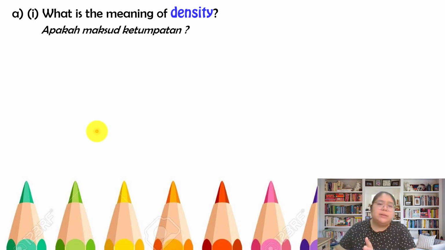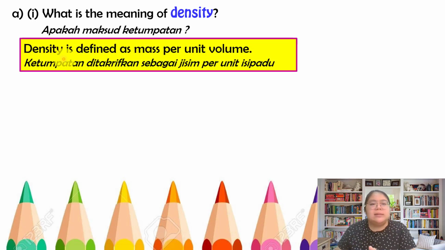Now we see the answer for density. Density is defined as mass per unit volume. Exactly, they transfer the formula into words. Important: you don't write in formula form, you need to write in sentences. So from here, we continue to the second question.